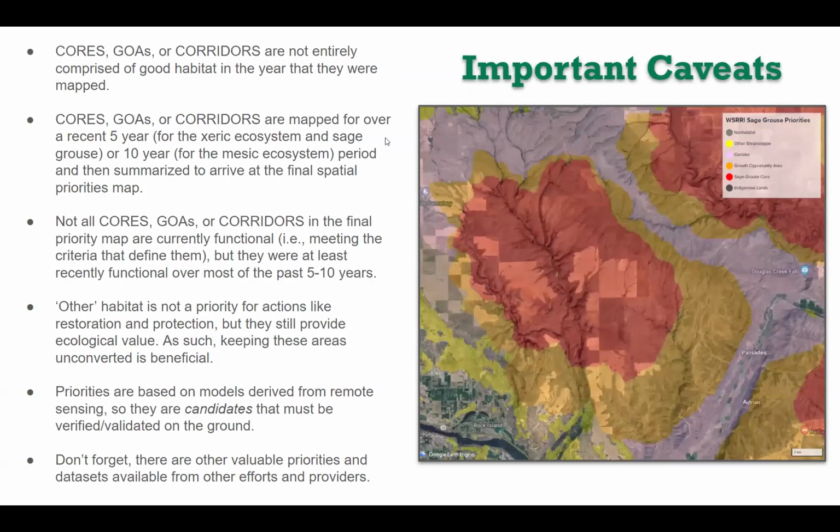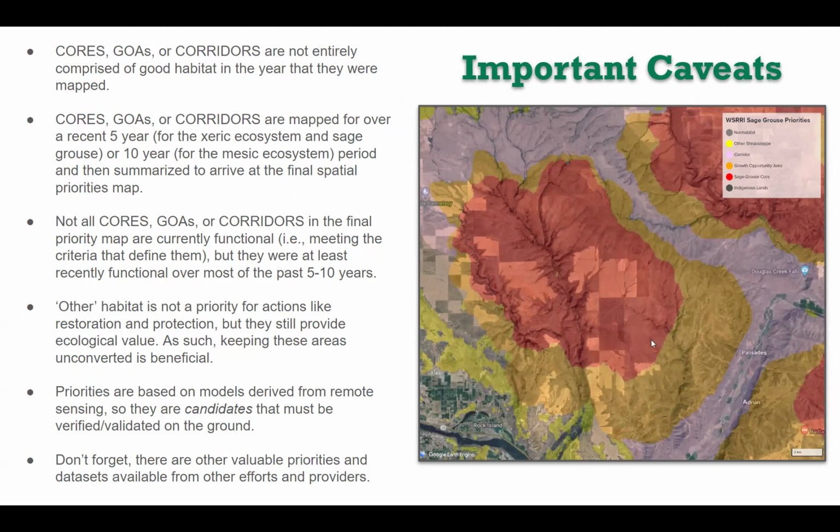There are some important caveats to keep in mind as you look at these spatial priorities. So this is an example right here, for sage grouse. The red area is the core, the orange is the growth opportunity area, and all this purple shading in between are corridors linking these areas. I've zoomed in to give you this fine scale view because it's important to know that not all the habitat within the core areas is good. It's not all in good condition.